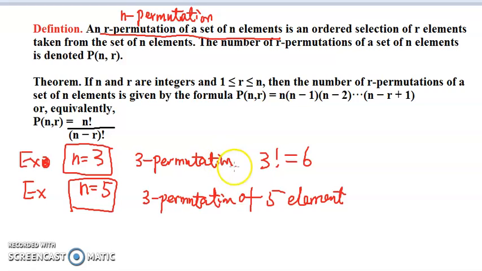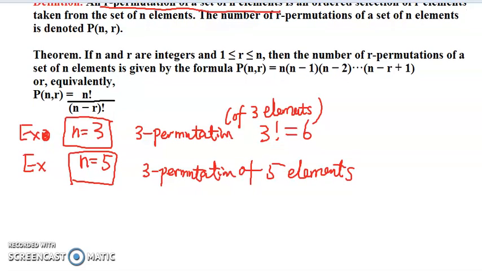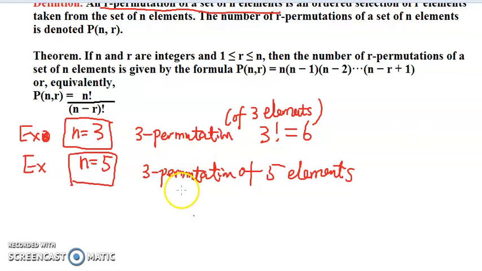And you could do a 3-permutation of 3 elements. That would just be 3 factorial. Previously we didn't say that, but it's like 3 out of 3. But now we're doing a 3-permutation out of 5 elements. So what's the difference? Again, we're going to use the multiplication rule to do that.